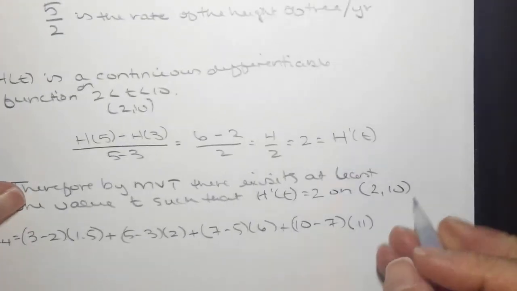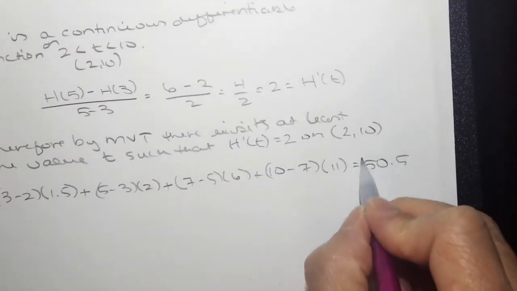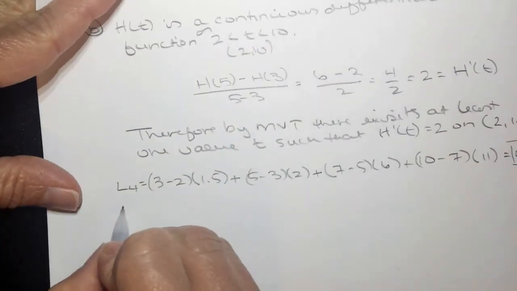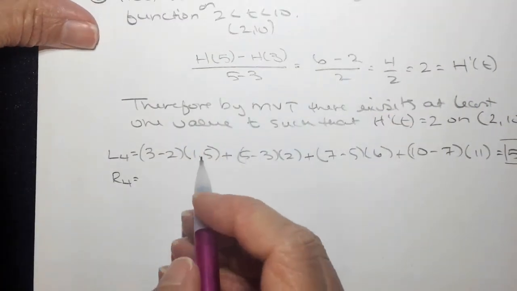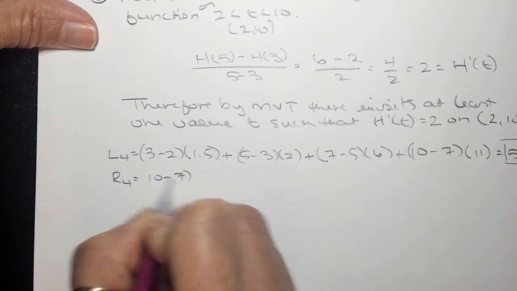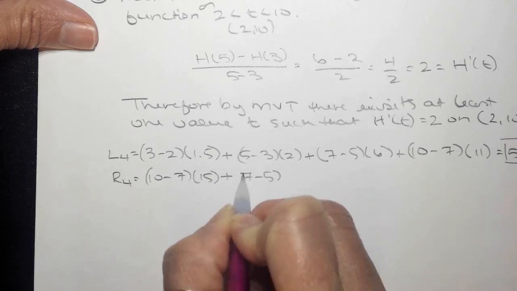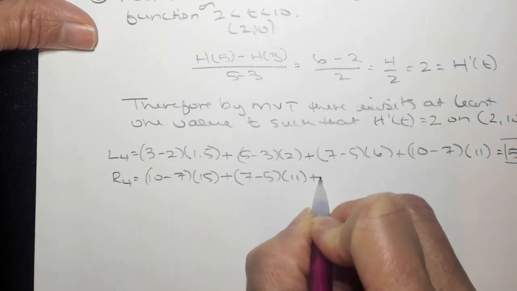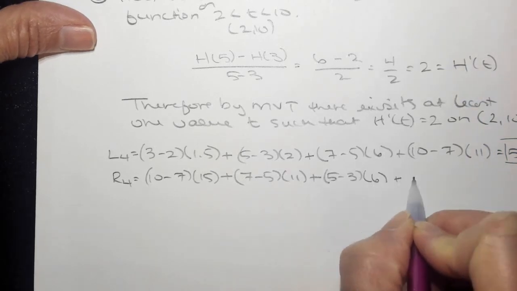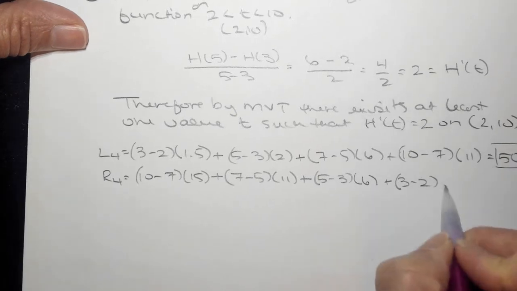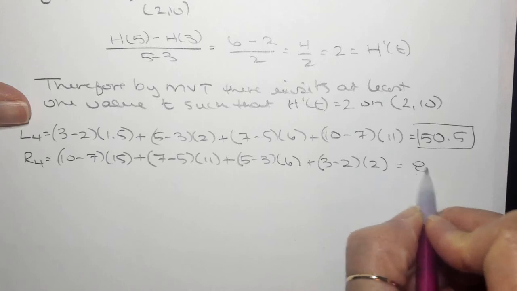Okay, and what we get here when we calculate is 50.5. Then I need to calculate my right, R sub 4. So now what we've got is 10 minus 7 times 15 plus 7 minus 5 times 11 plus 5 minus 3 times 6 minus 2 times 2. Okay, and you need to make sure you're set up here, and this is equal to 81.